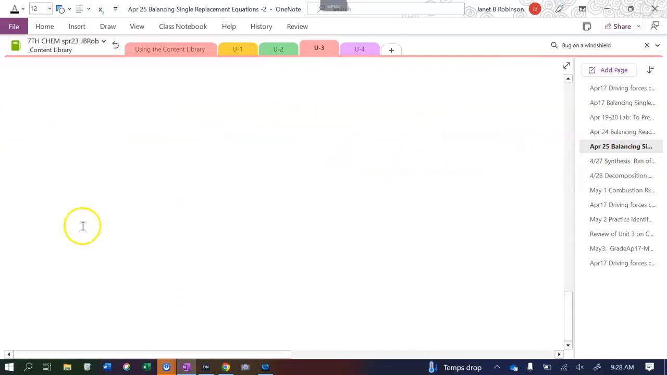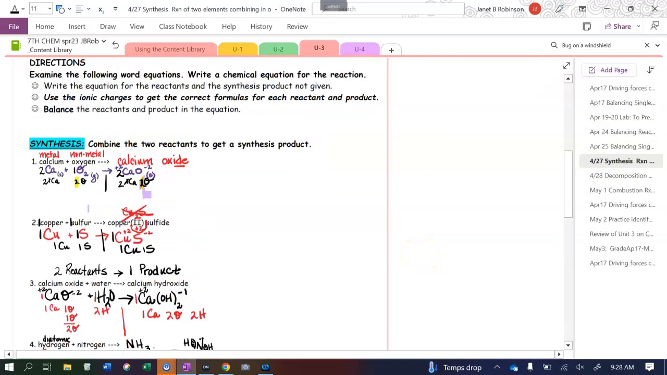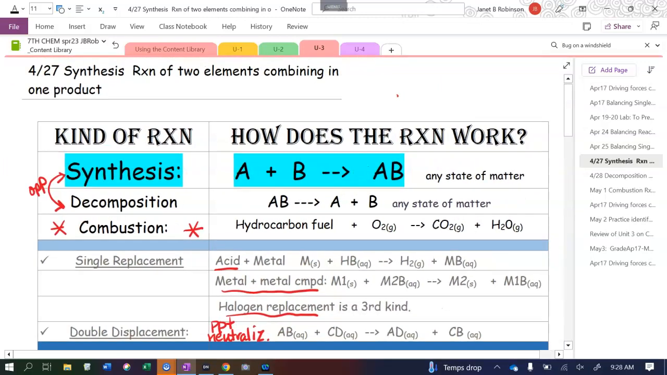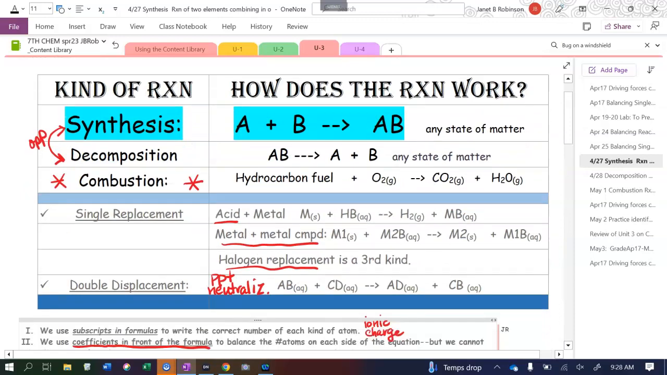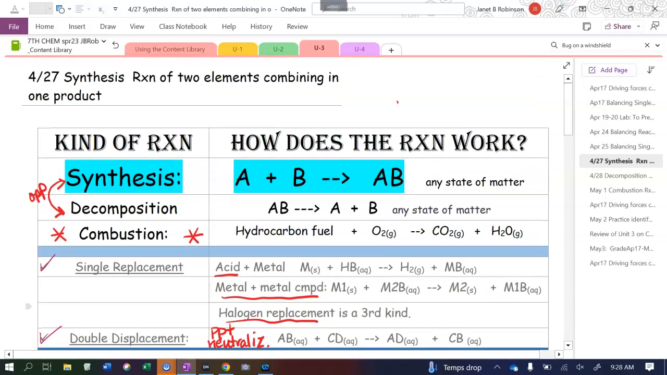All right, let's see. The next kind, these are easier ones. They don't require as much thinking, synthesis reactions. So we already talked about the single replacements and the double displacements and how to balance them. Now we're working on the synthesis, where element A combines with element B to form a compound. These 2 elements are bonded together. So this is a bonded compound.